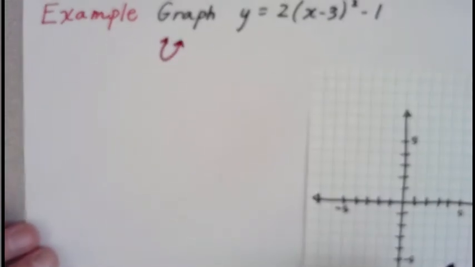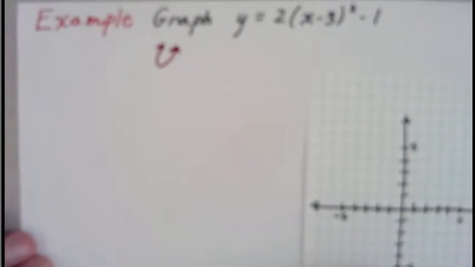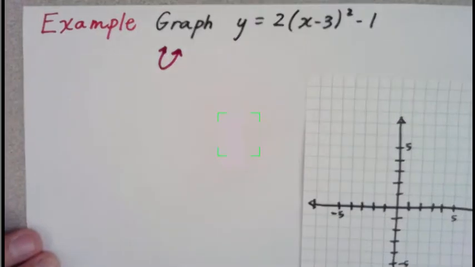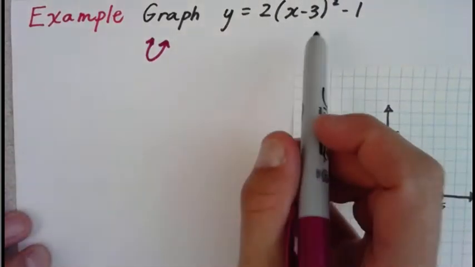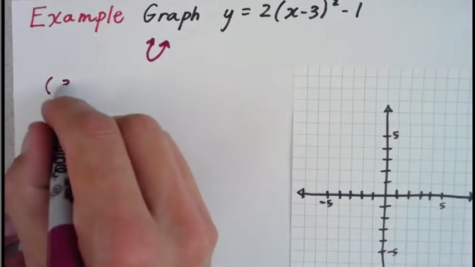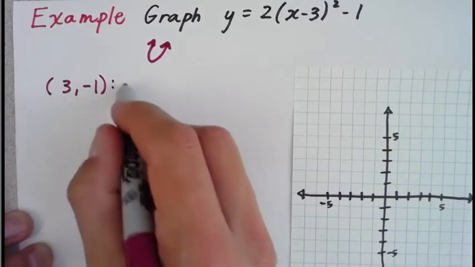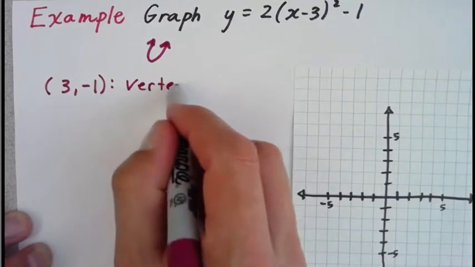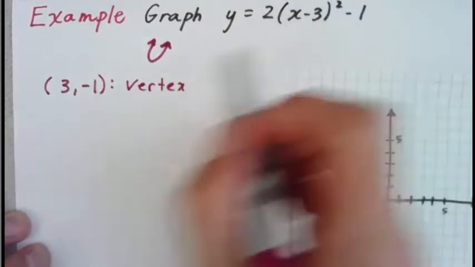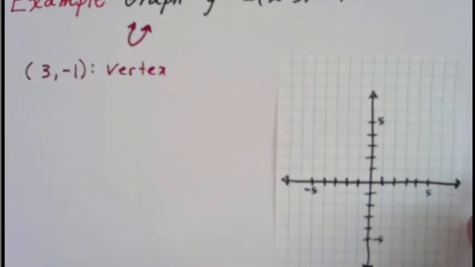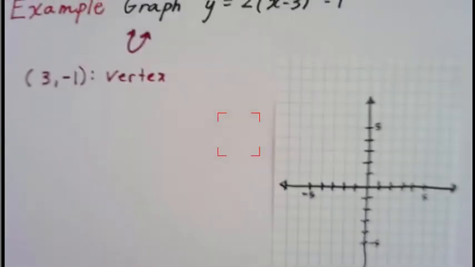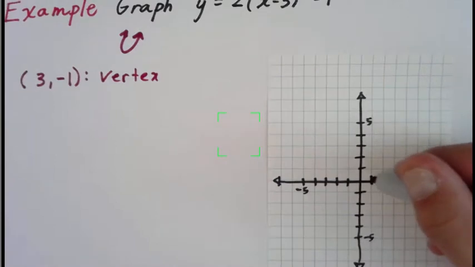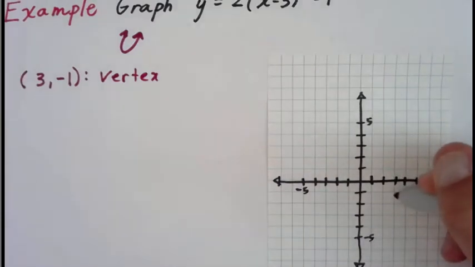Now here's what we're going to do. There we go, we got our focus back, sorry. Our a value is 2, so our vertex is going to be 3 comma -1. That's our vertex. Notice how the sign is subtraction, so it's 3, -1. So I'm going to go ahead and plot 3, -1. So we're going to go 3, -1, which is right here.